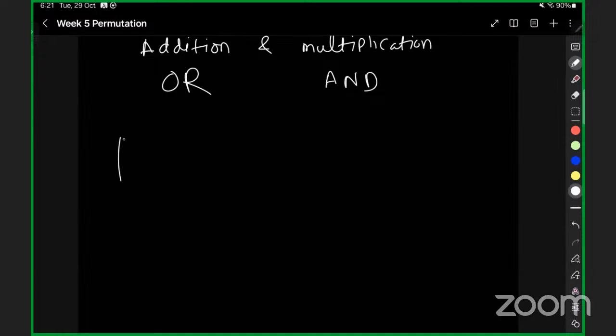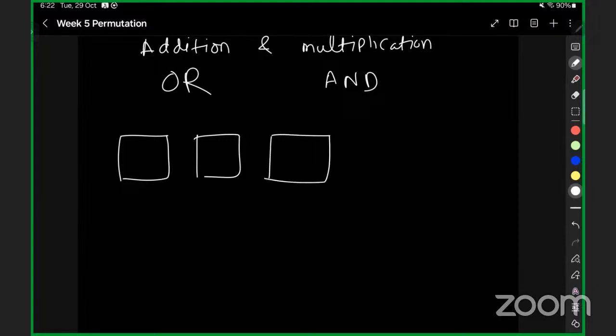So for example, let's say there's a 3-digit lock. Now let's say here you can choose any number between 0 to 9. Here also you can choose any number between 0 to 9. Here also you can choose any number between 0 to 9, right? So how many different kinds of passwords can you create with this lock? This is a 3-numbered lock, and anything can come in between, right?